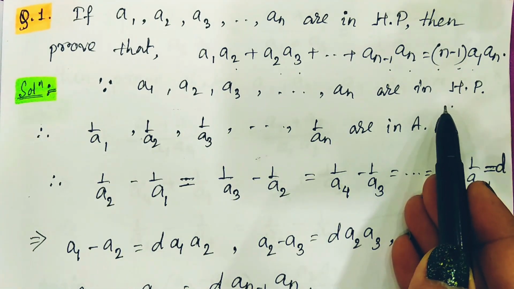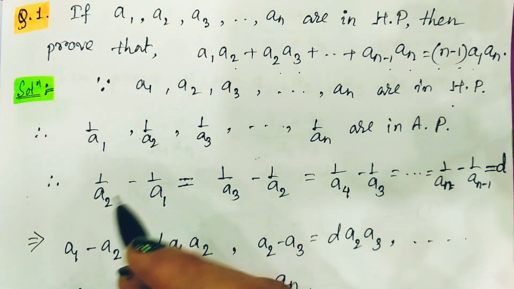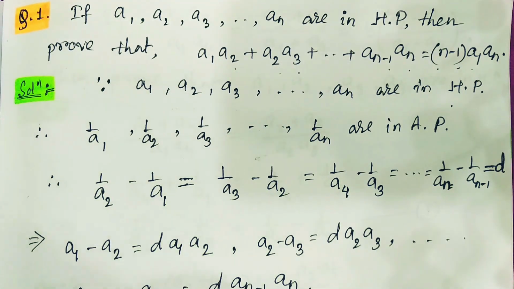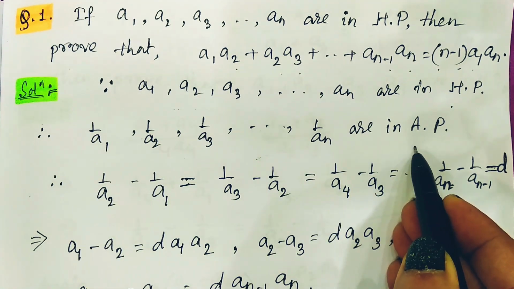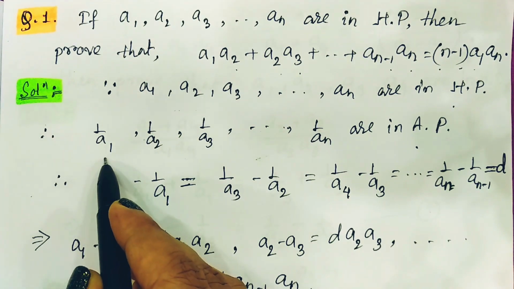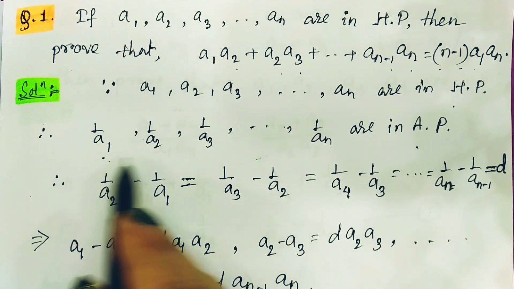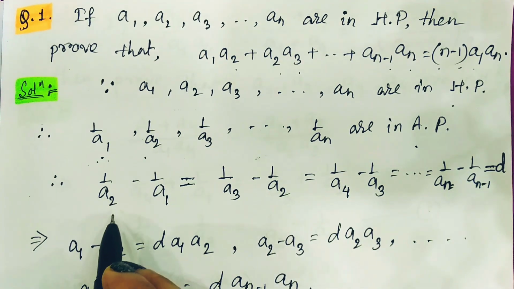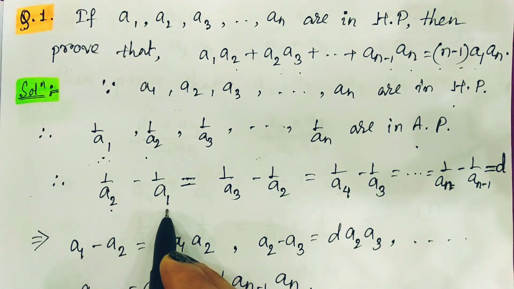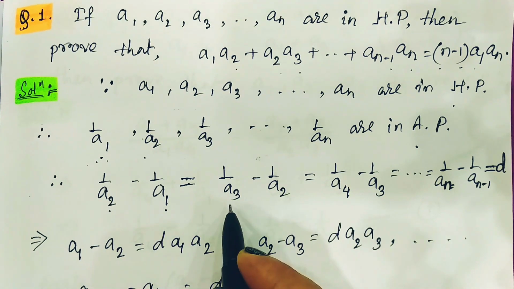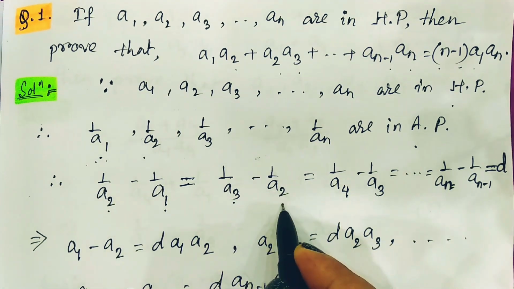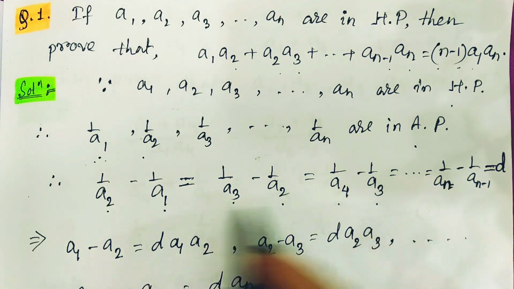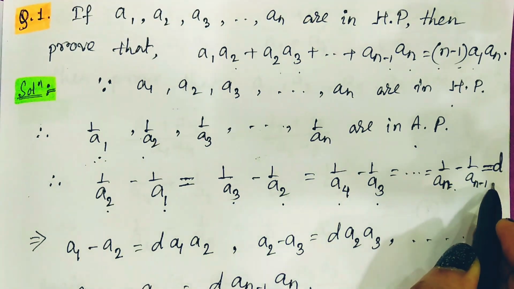So its corresponding AP we should find at first, because I told you that in HP at first we should find out the corresponding AP series. After that we proceed for any type of solution. So this one is its corresponding AP. Here 1 by A1 is the first term. So the common difference is what? It is the difference between any two consecutive terms. So that we will find out from here: 1 by A2 minus 1 by A1. That is the common difference. Similarly, 1 by A3 minus 1 by A2, 1 by A4 minus 1 by A3, all these are the same, and this is the common difference D we can say.